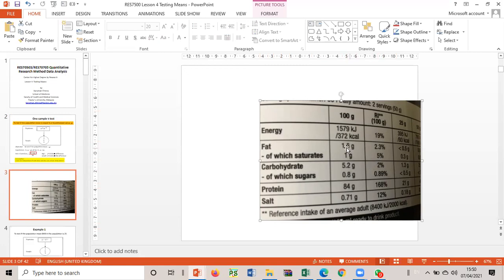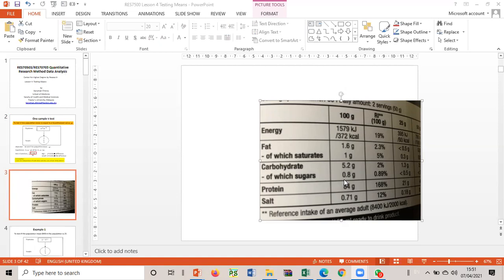Forget about this now. This alone. The fat is 16 gram. Are you convinced it's 16 gram? Is it possible it's more than 16 gram? Carbohydrate, he's telling this product, sugar. Look at sugar here, only 0.8 gram. Let's say you're a diabetic person. Will you go for this product? 0.8 gram only. But how do you know it's only 0.8 gram?